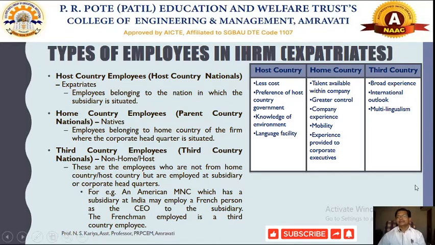In case of third country employees, broader experience is available because of their international exposure. They have a very international outlook, and multilingualism is there. They are familiar with different languages and socio-cultural backgrounds, and such employees are located in any other country because they are quite well experienced to manage things at any international level.